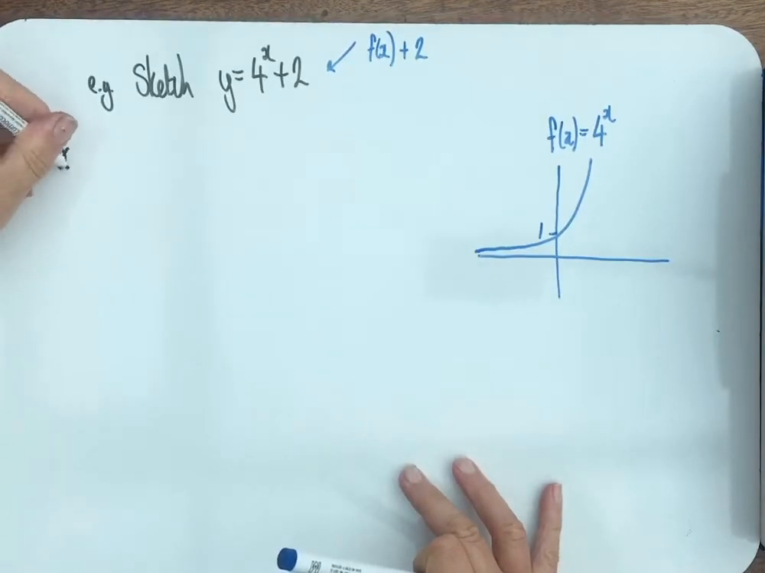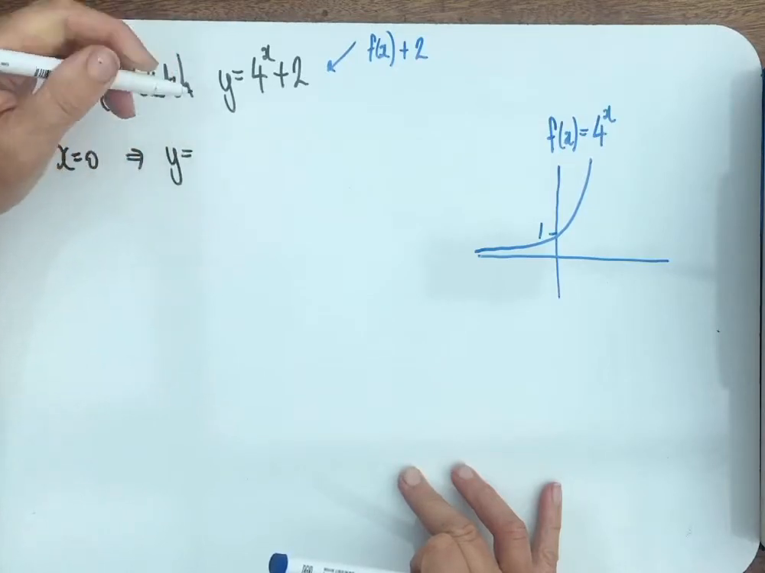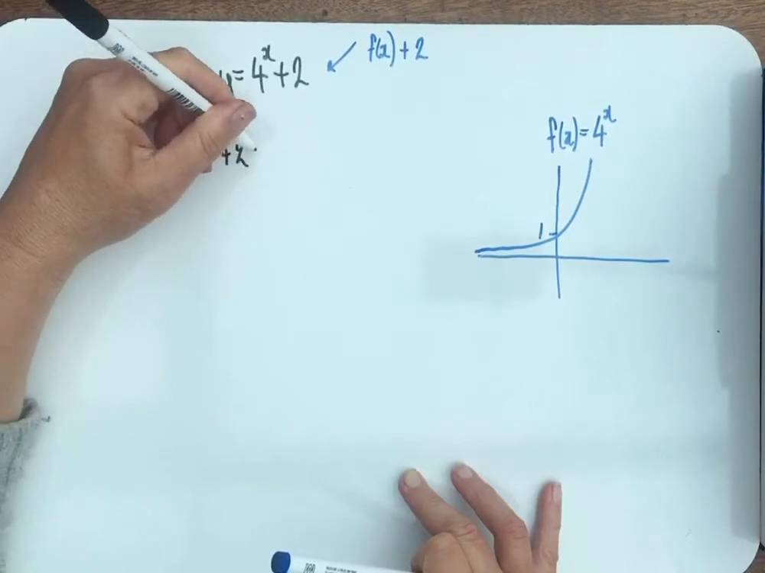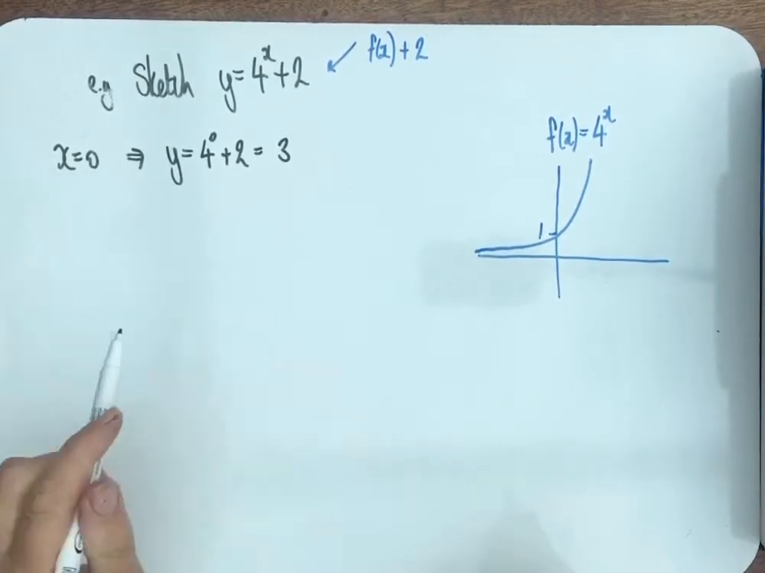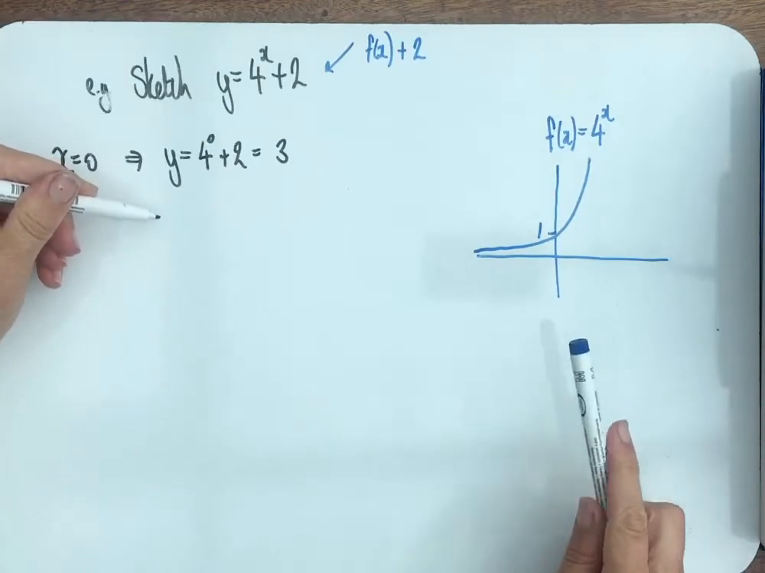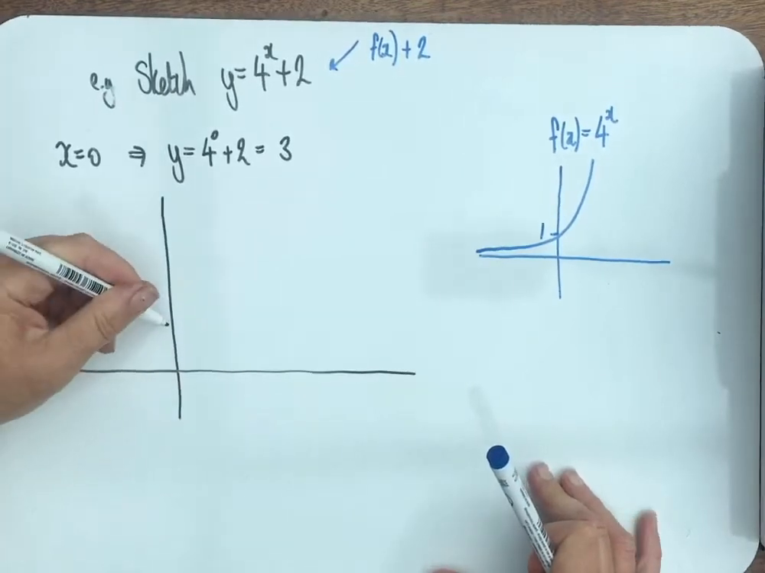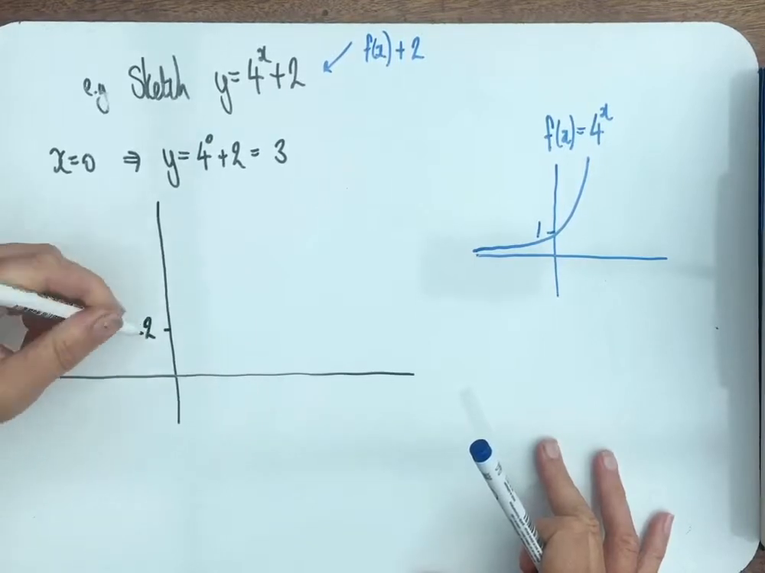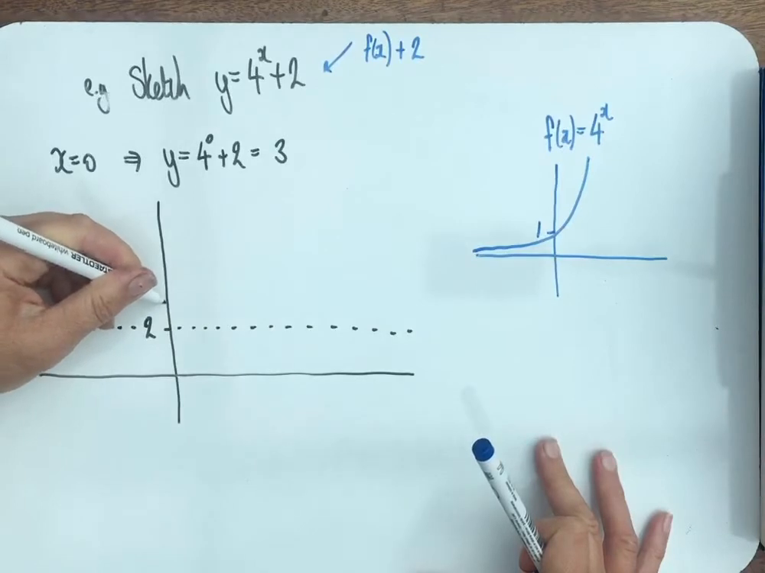Again, you could let x equal 0 and then y is equal to 4 to the power 0 plus 2, which gives you 3. So if you're a little bit unsure, you can use your y-axis intercept to help you a little bit. Moving this graph here up by 2, you need to pick up the asymptote and move it up by 2. And I would do that first. Put the asymptote in as a dotted line. And then it's going through 3 on the y-axis.